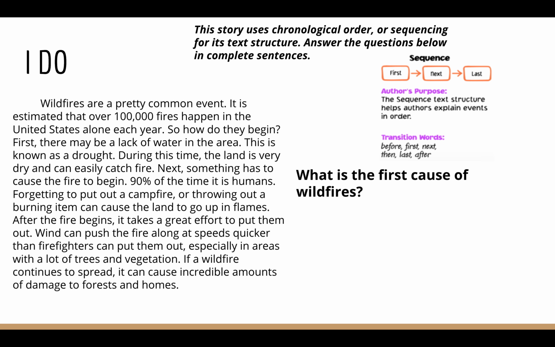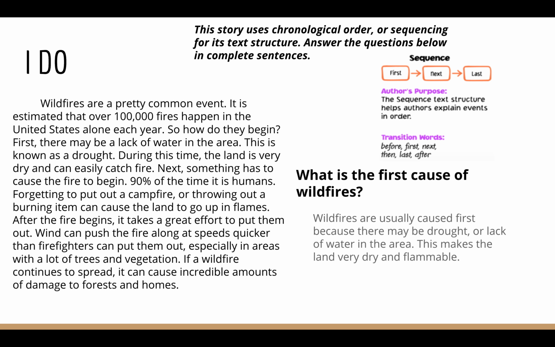So the question here says, what is the first cause of wildfires? I'm going to go back through the text, use some evidence to support my answer, and of course write in complete sentences, meaning I need capital letters and punctuation. So I wrote, wildfires are usually caused first because there may be a drought or a lack of water in the area. This makes the land very dry and flammable. So again, I'm using evidence from the text, but I'm putting it in my own words as well, which is completely fine because I still have complete sentences.